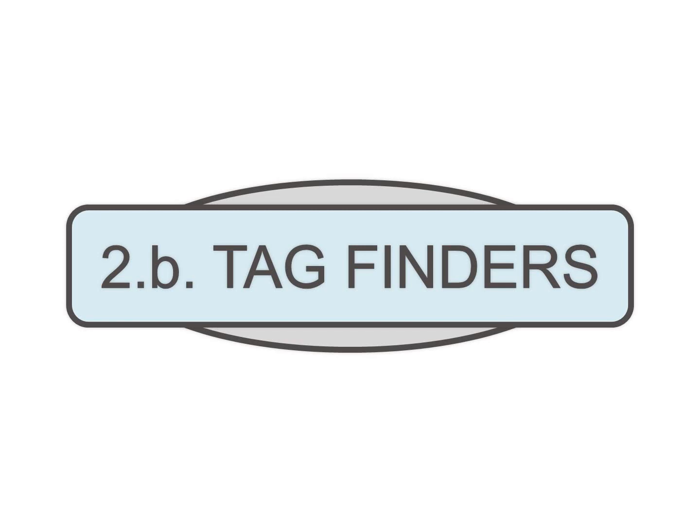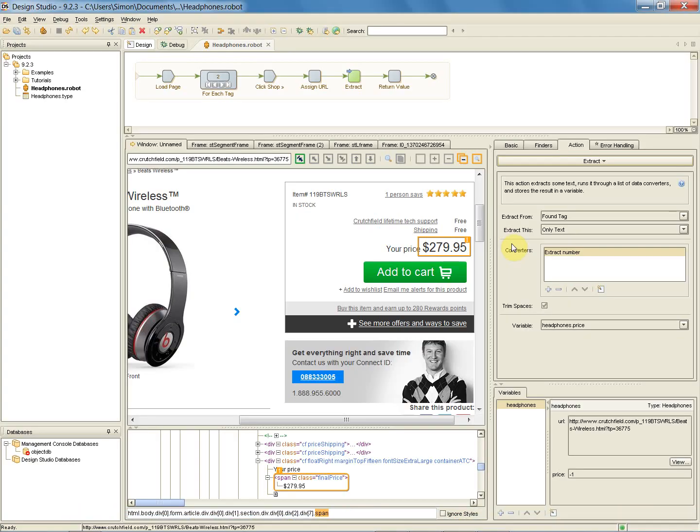Tag finders. Patterns can also be used in tag finders. This can be very useful if you know the structure of the information you're looking for, but you do not know where on the page it's located. This robot, for example, goes to multiple different sites to extract the price of a certain pair of headphones. Since we cannot know where on the page to find the price, patterns play a crucial role in determining exactly this. Let me show you how to set up the extraction step.